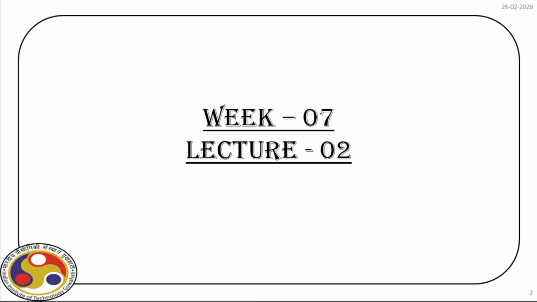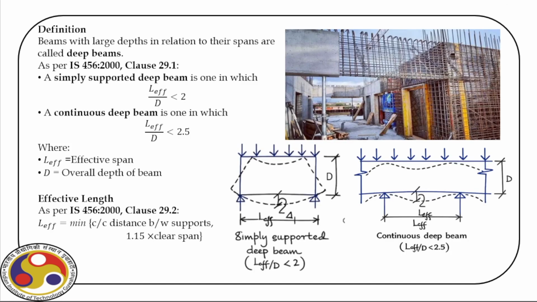So for a deep beam, the L effective by D ratio should be less than 2 for simply supported and 2.5 for continuous beam, right? And for L effective, we know this clause to find out the effective length, span length from the minimum of these two: center to center distance between the supports and 1.15 times the clear span.